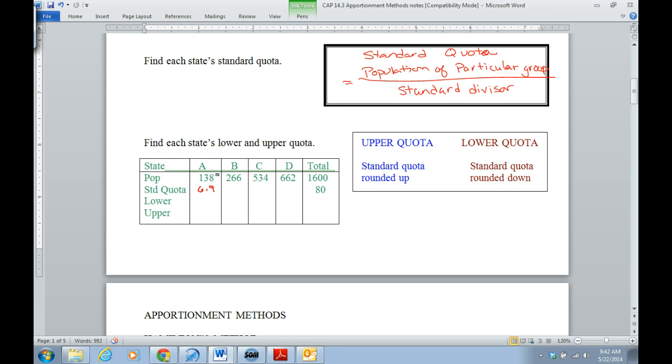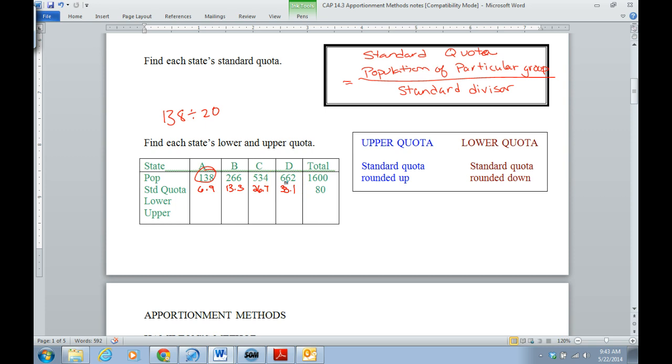Okay? 138, this number, divided by 20, which happens to be our D, our standard divisor that we found earlier on the page. Okay? And that ends up being 6.9. So 266 divided by 20 is 13.3. 534 divided by 20 is 26.7. And then 662 divided by 20 is 33.1.